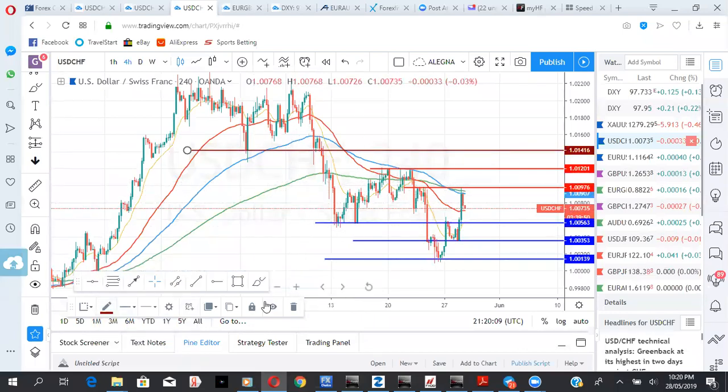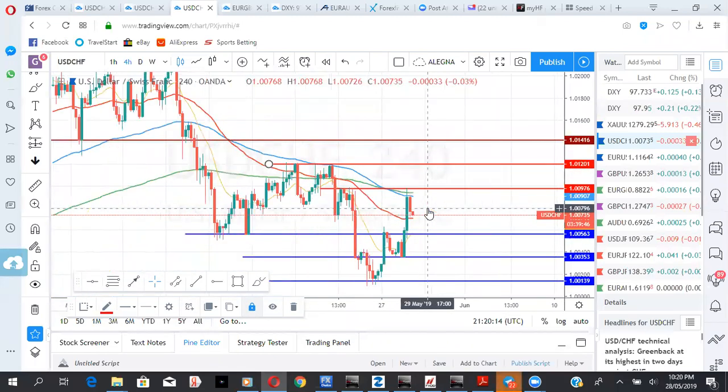So that's the scenario we have on the USDCHF. That's the situation we have on the USDCHF. This is its first support coming in at 1.0056, and this is its resistance. So you just have to wait to see if it comes down to this area and this area holds as support, it may go up. If it comes here and here holds as resistance, it may come down.